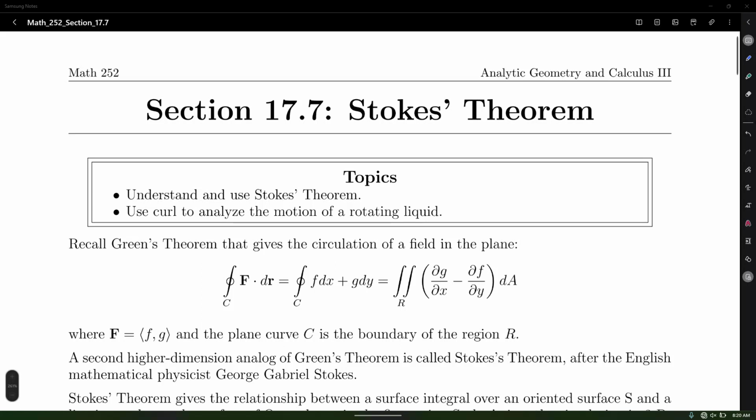Okay, 17.7, Stokes' theorem. So this last couple of sections, Stokes' theorem and Gauss's divergence theorem, 17.8, are going to be our last two sections for the course. Just to give you the heads up, what are they?